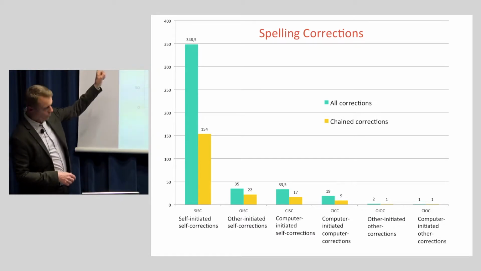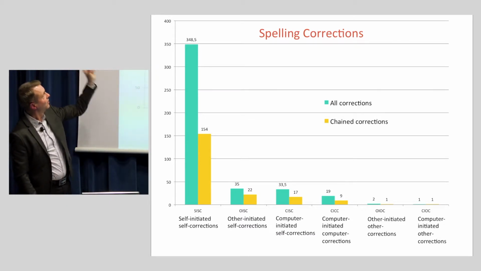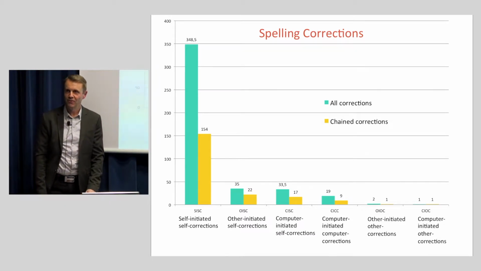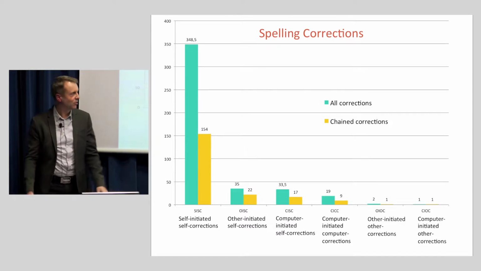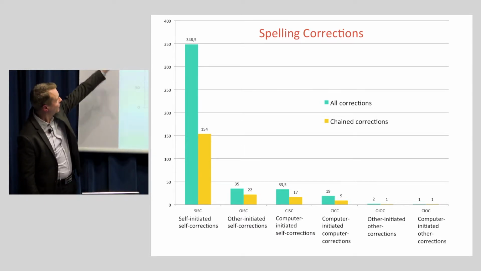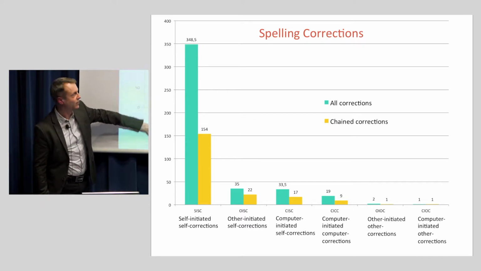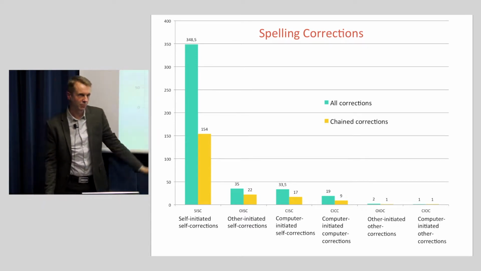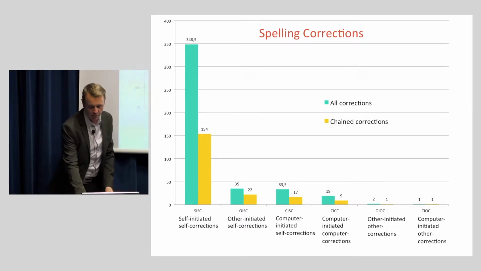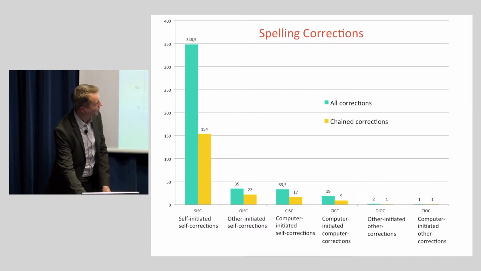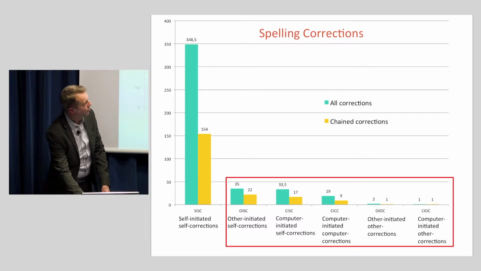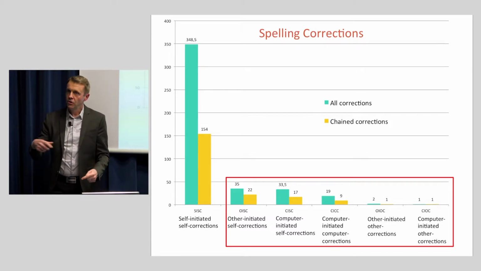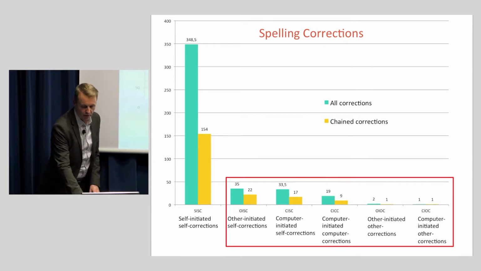Okay, and as you can see here, the biggest group, because there are preference structures in this, which I'll come back to afterwards, is skewed very much towards self-initiated self-corrections. I'll come back to why, but it's partly to do with the timing of this. But I'm going to focus on these ones, because I'm interested in the agency of the computer and also the other person who's not typing.